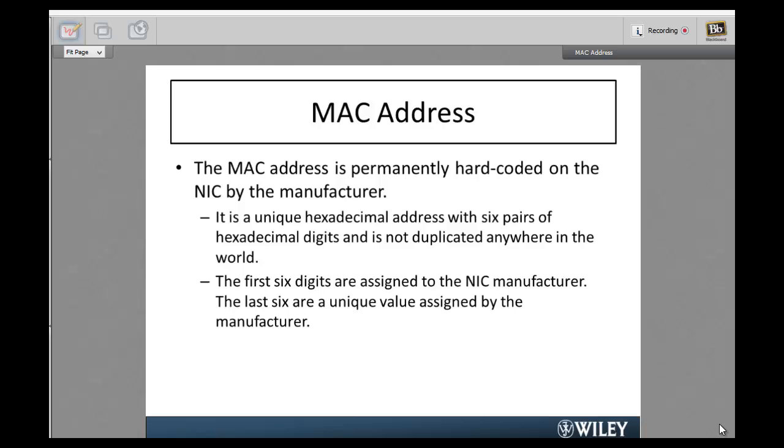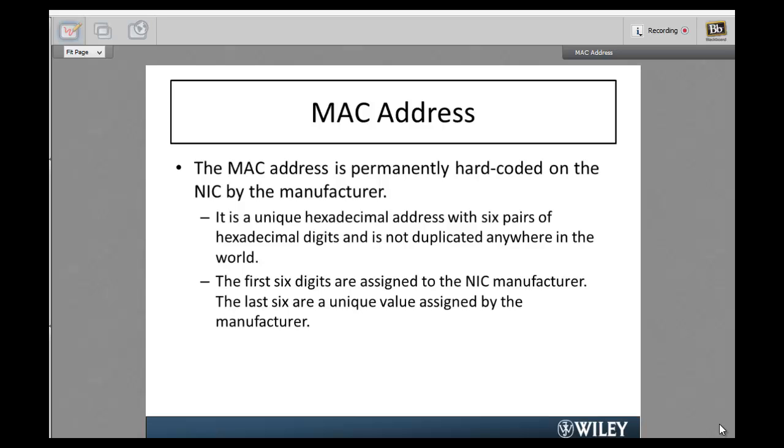The MAC address is permanently hard-coded on the NIC by the manufacturer. The NIC is a socket, the network adapter attached to your system. It could be integrated in the motherboard sometimes, and sometimes it's a separate card. Some people call it a network card. The scientific name for it is network interface card, or NIC.